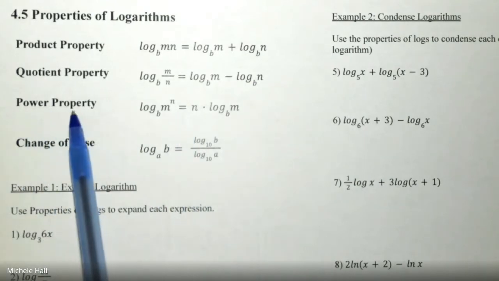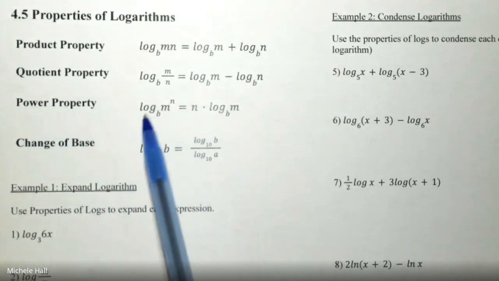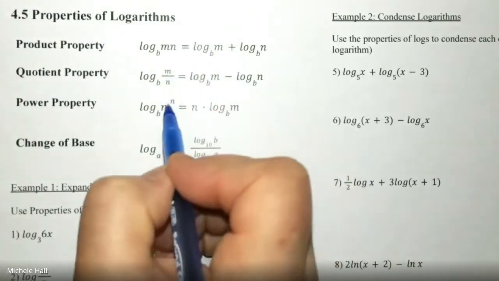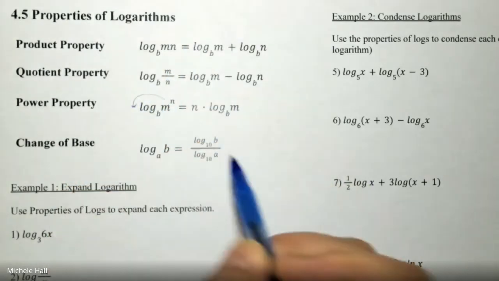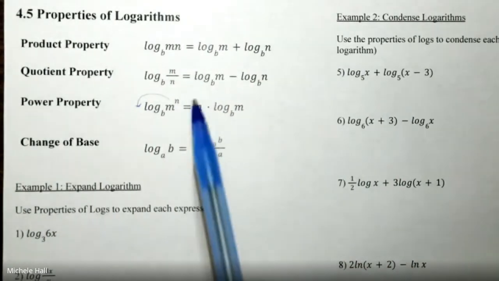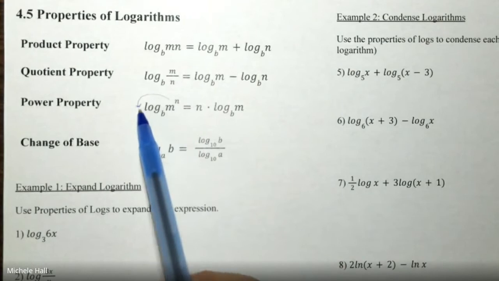Here we have the power property. The power property, log b of m raised to the n, says that I can take this n and put it down in front and have n times log b of m. So every time I see an exponent, I'm going to bring it down in front of the logarithm.